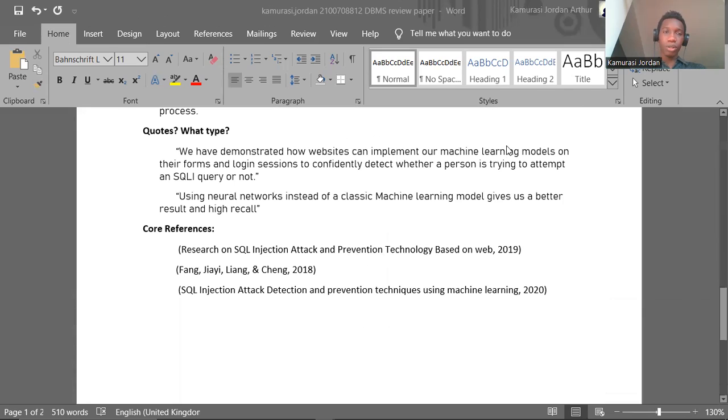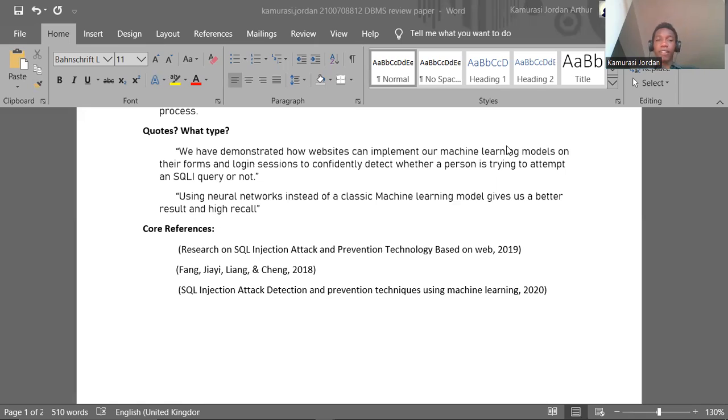And then the quotes. I would like to quote where it says: we have demonstrated how websites can implement our machine learning model on their phones and login sessions to confidently detect whether a person is trying to attempt an SQL query or not. This shows that they were successful, which is good. Using neural networks instead of a classic machine learning model gives us better results and higher recall. This also emphasizes that they were successful, so it's possible.